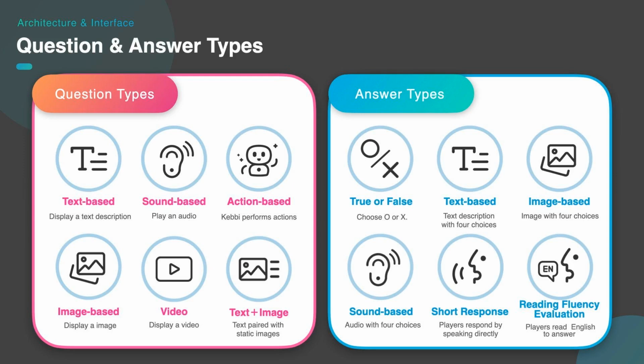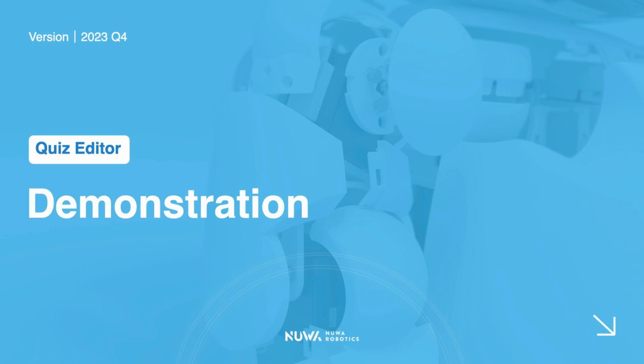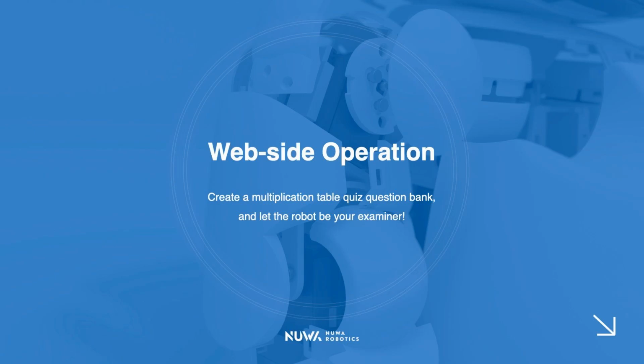The answer types also include 6 options: true or false, text-based, image-based, sound-based, short response, and reading fluency evaluation answers. You can combine any question type with any answer type. After we have the basic concept, let's do it together. Please use the Quiz Editor to create a multiplication table quiz question bank and let the robot be your examiner.